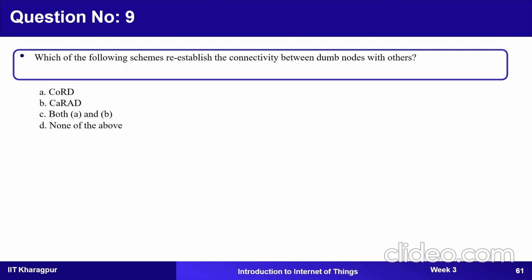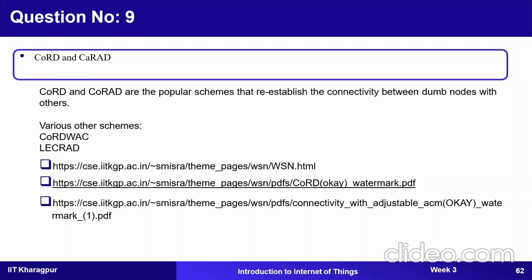So the schemes which are used in order to re-establish the connectivity between your dumb nodes and your other nodes are CORD and CORAD. Both these schemes are used in order to establish the connectivity. So these are the links where you can read about these two techniques, whereas other techniques which are used are CORD, WAC, LEC, RAD.